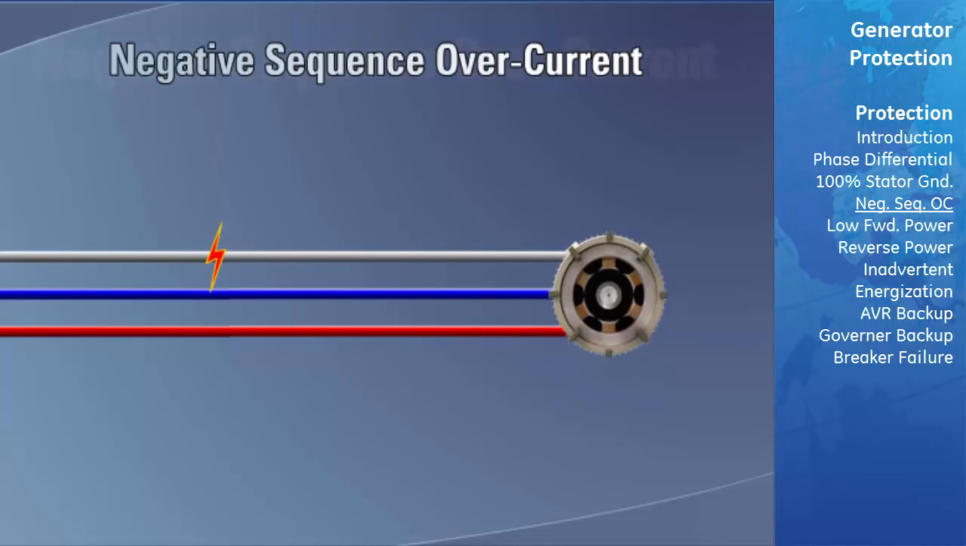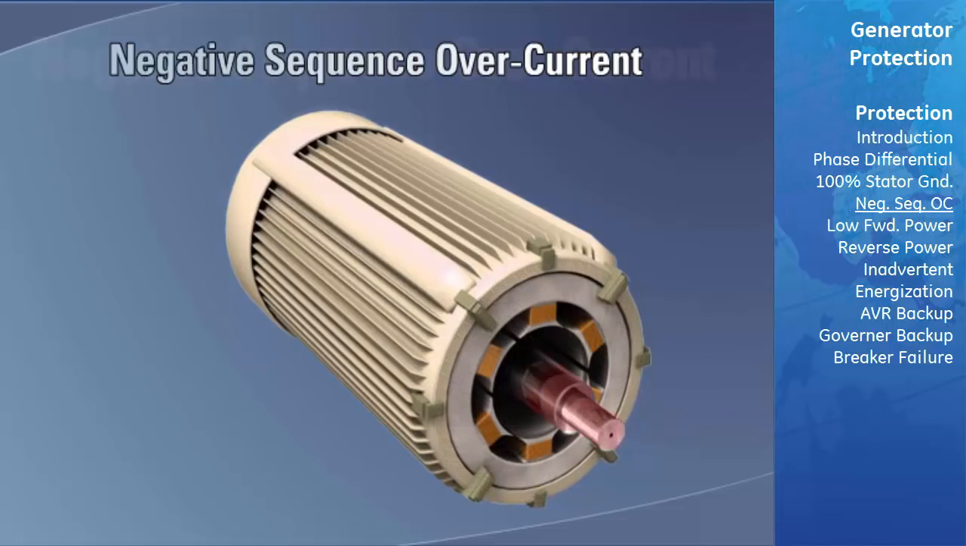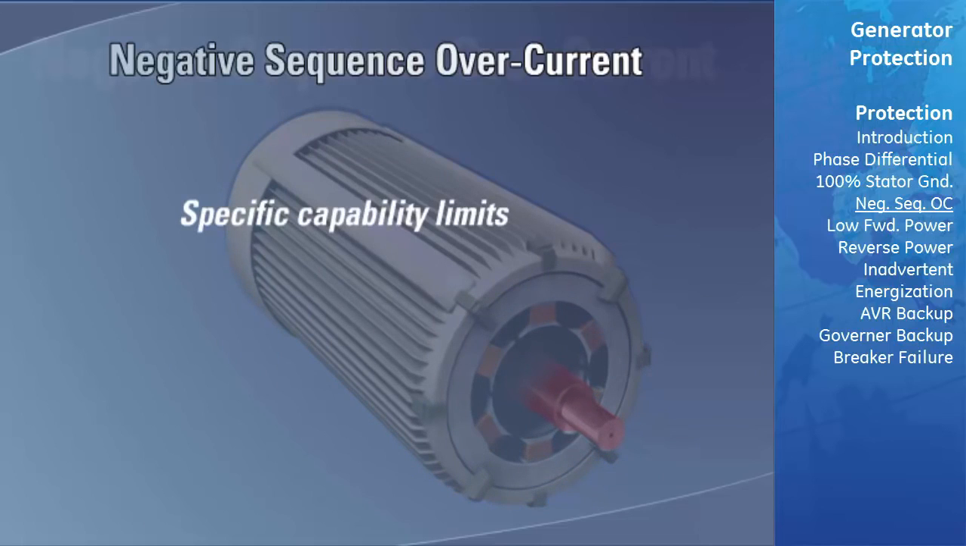Negative sequence currents are produced during system unbalance conditions such as faults or load unbalances, the most serious unbalance condition being an open phase. Rotor heating in generators due to negative sequence current is a well-known phenomenon. Generators have very specific capability limits where unbalanced current is concerned. You can refer to the ANSI C50.13 document for details.